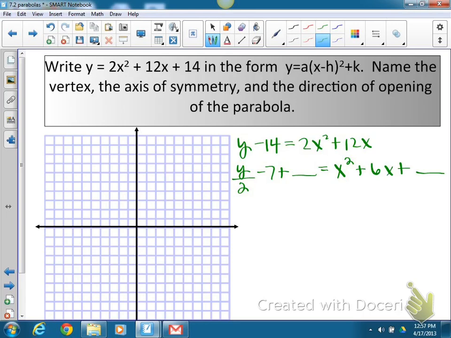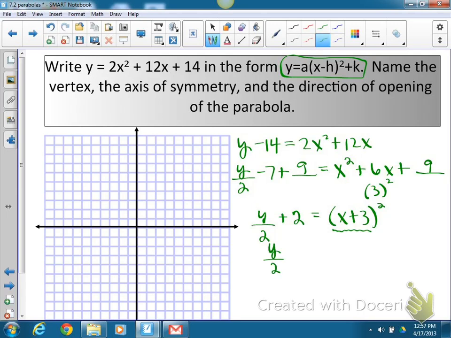So I'm going to add some blanks. Just to review, I take half of b and square that. Add to both sides. If I clean up this side, I have y over 2 plus 2 is equal to x plus 3 squared. This is what I was going for, this perfect square. That was the whole point of doing this. I'm trying to get it into vertex form right here. So then I just move some things around so I get it in that form. So if I subtract the 2, I have y over 2 is equal to x plus 3 squared minus 2. And then I need to multiply by 2, so I have y equals 2 times x plus 3 squared minus 4.